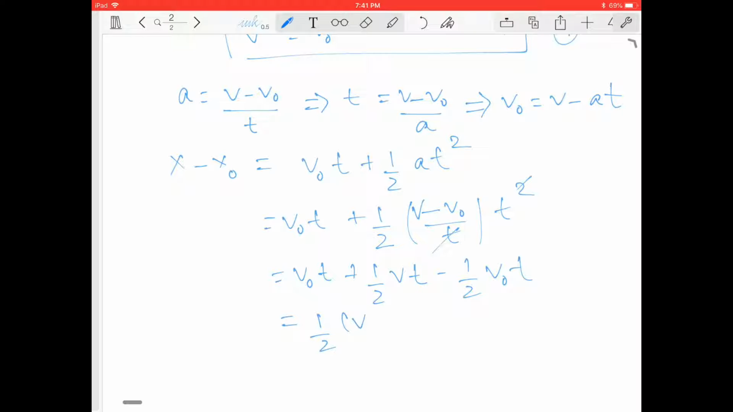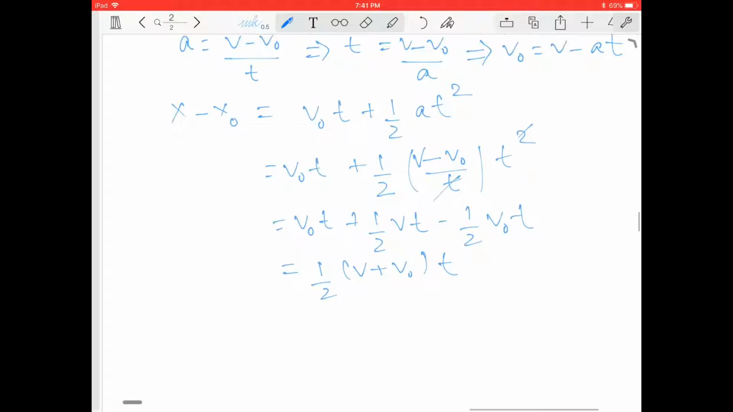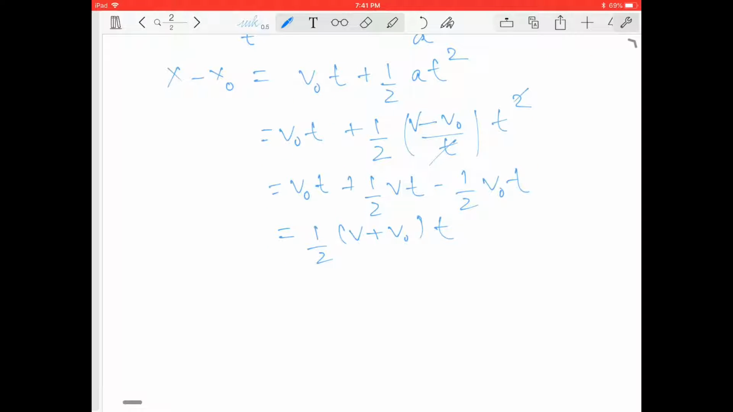That gives 1/2 v plus v initial t. We can rewrite this as x minus x naught divided by t equals v plus v initial divided by 2. As we have learned, this is the average velocity by definition.